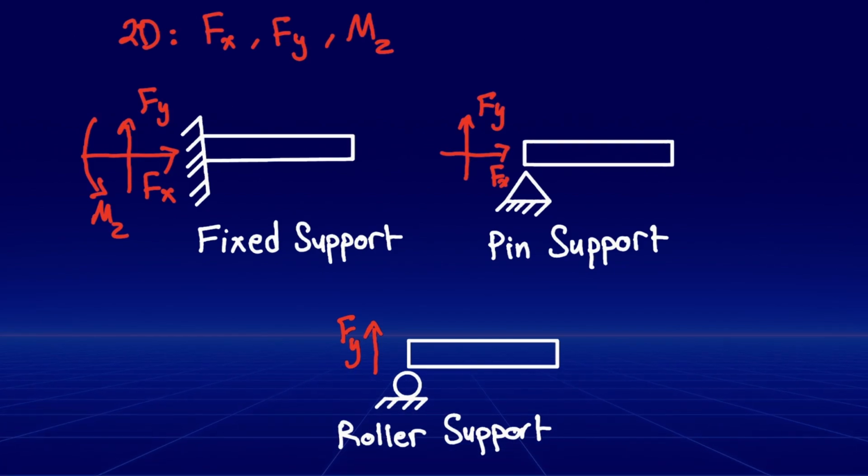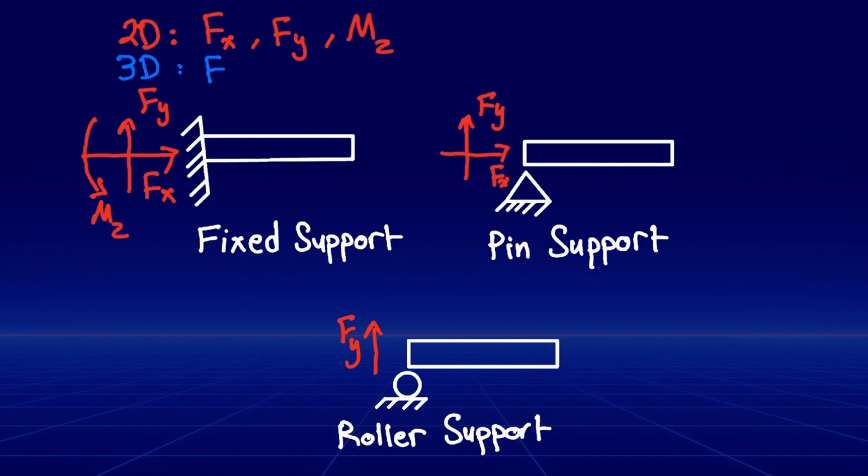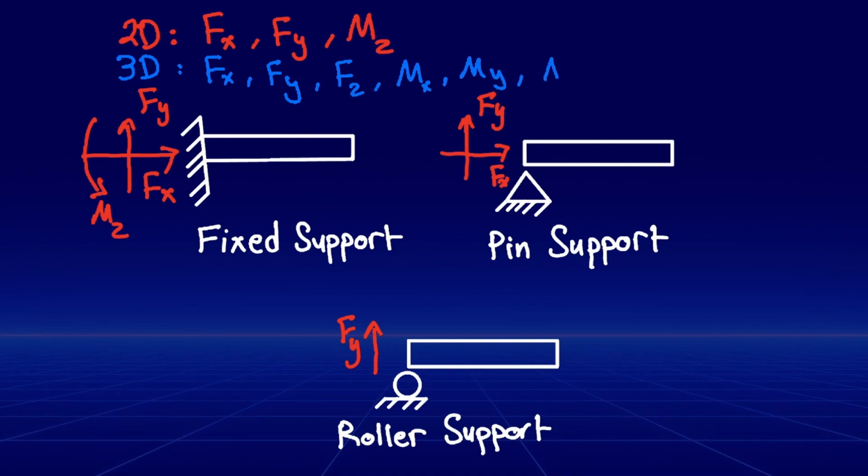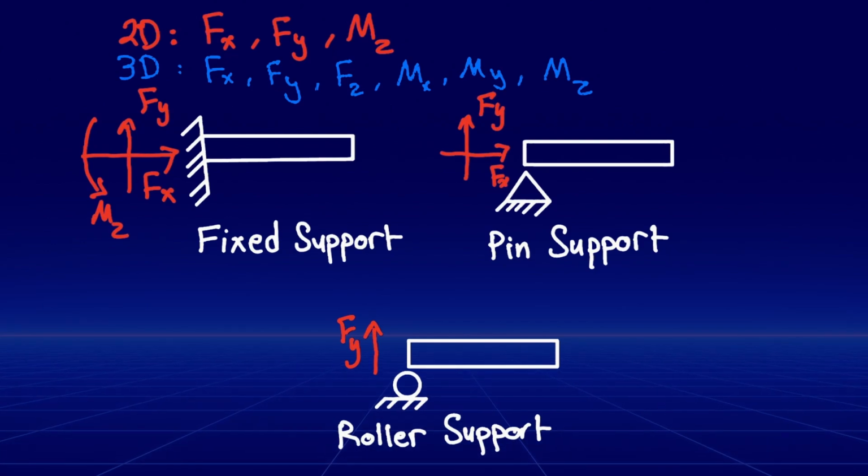When we move into 3D, the complexity increases as more components are considered. In 3D, we deal with 6 reaction components, 3 force components, and 3 moment components. Incorporating these additional components ensures that the structure's response to all possible loadings is fully understood and can be safely designed.